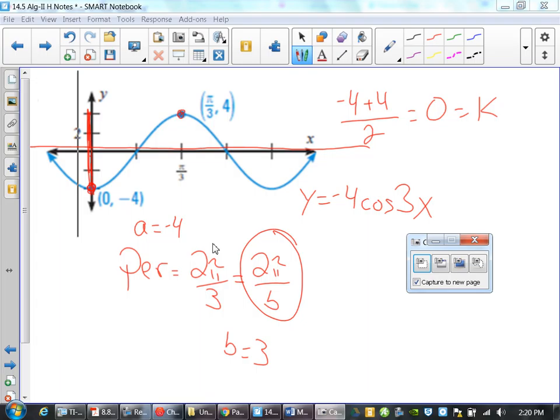Yes, ma'am. How do we know? Because it starts at a minimum. Are you talking about off the y-axis? Remember, once we figure out where our K value is going to be, that's going to be your 0 line. The 0 line, if it touches the graph twice, it's going to be a cosine graph. If it touches it 3 times within one period, you're looking at a sine graph.